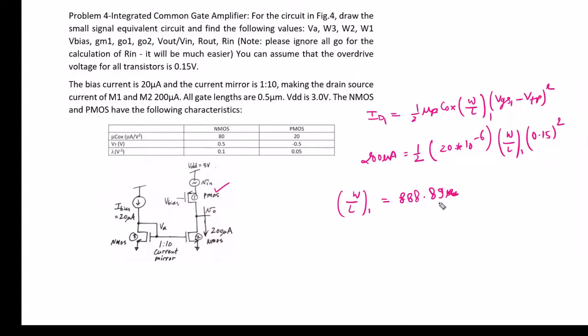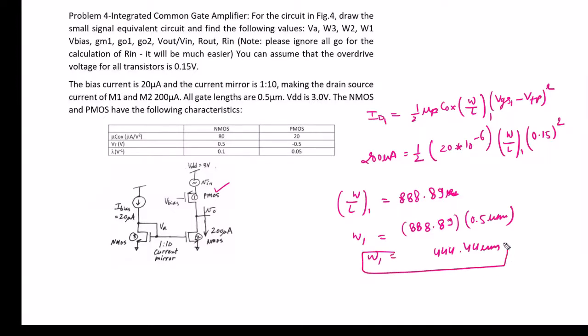So this is the ratio, so this will be a unitless quantity. So the width of the first transistor will be 808.89 into 0.5 micrometer. So the width of the first transistor will be 444.44 micrometer. So this is the answer for the width of the first transistor. Now in the next part, we have to calculate GM1, GO1 and RO1.